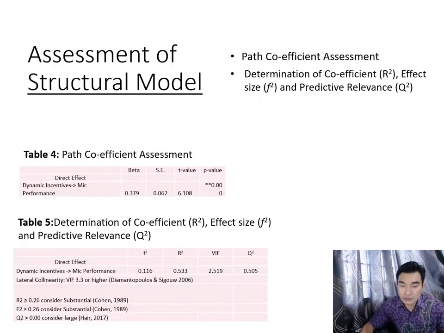The HTMT criterion is established at 0.90, which means it is below 0.90. And then our group made a path coefficient assessment, where the p-value is significant and the t-value is 6.108. And then we looked at the R square, F square and Q square, and the result is good because the R2 value of more than 0.26 is considered substantial.